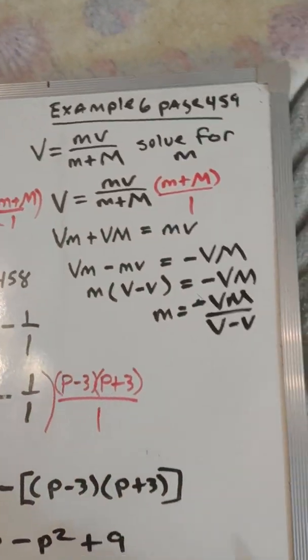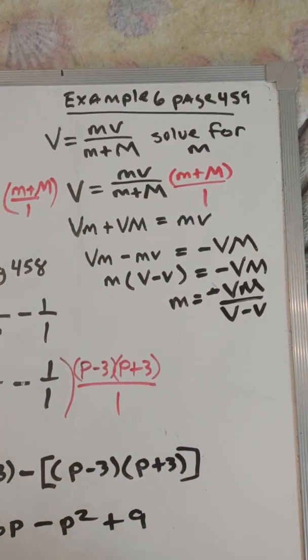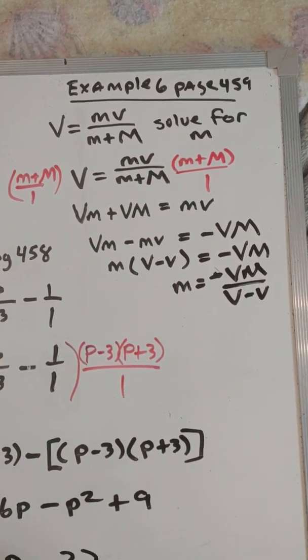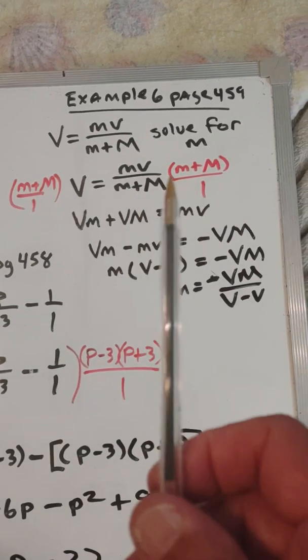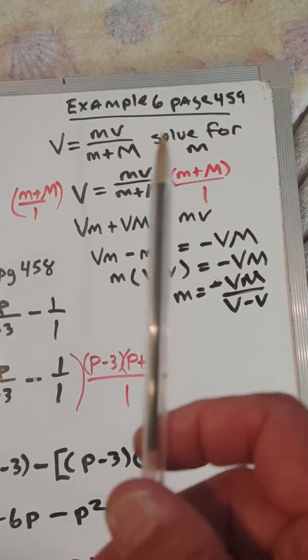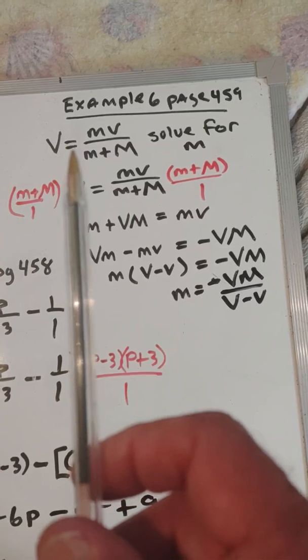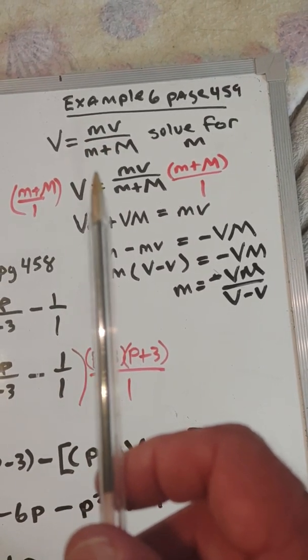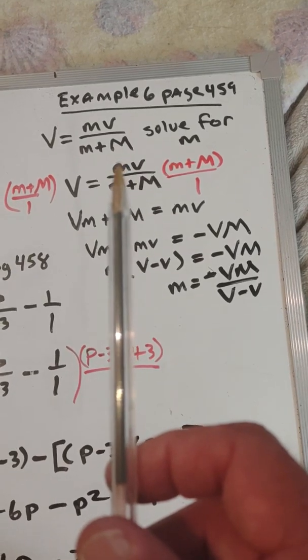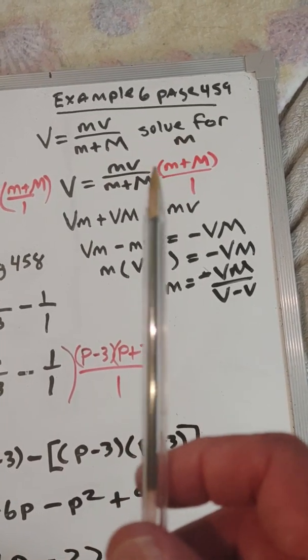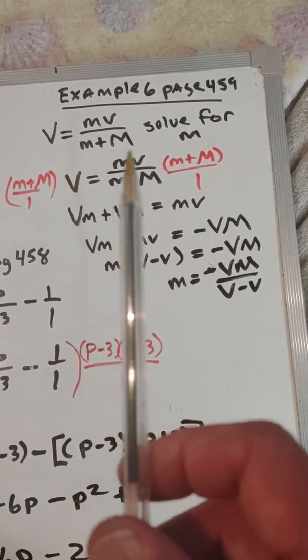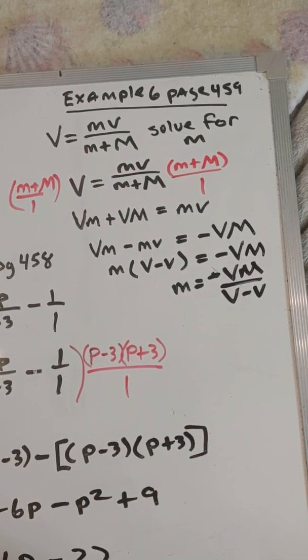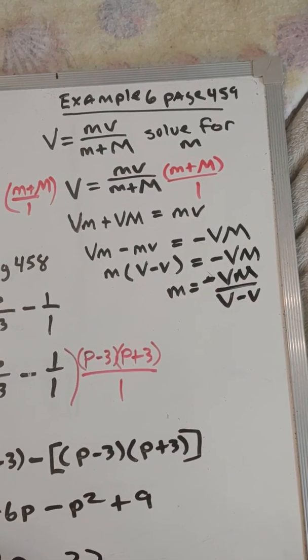Last thing, we talked about literal equations and being able to solve formulas for a different variable, but this is a different situation. This is example 6 on page 459. It's big V equals little m little v over m plus big M. We're solving for little m. So the first thing I got to do is I got to get this little m plus big M out of the denominator's place.